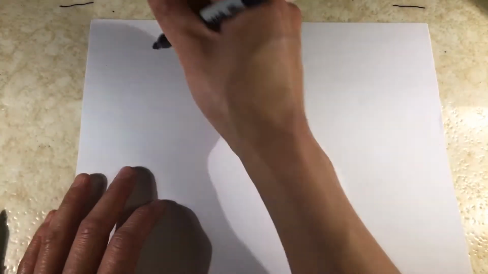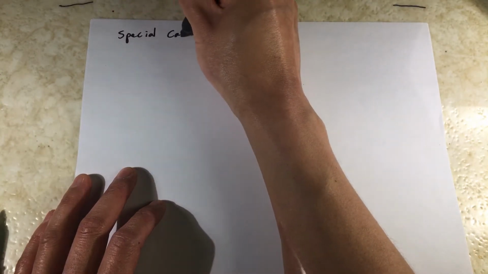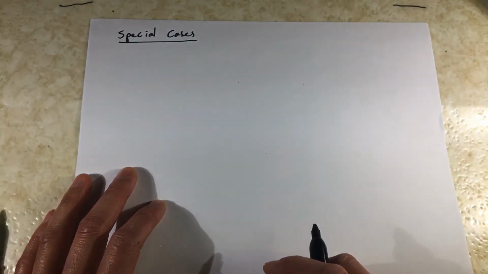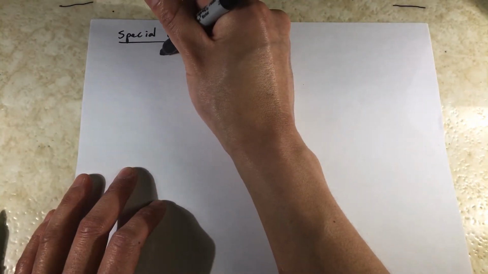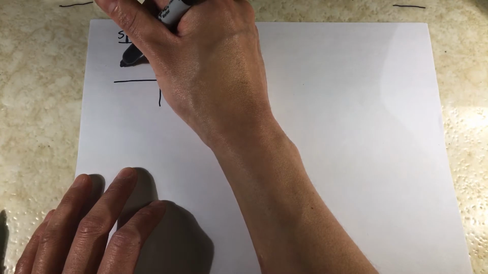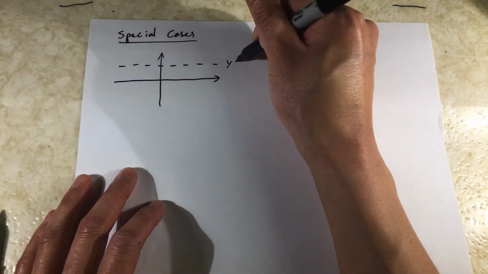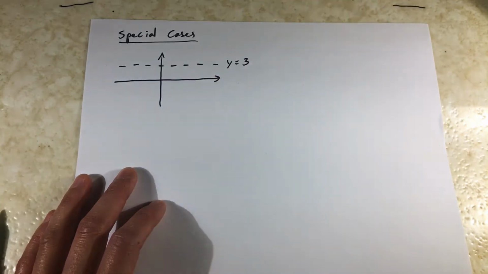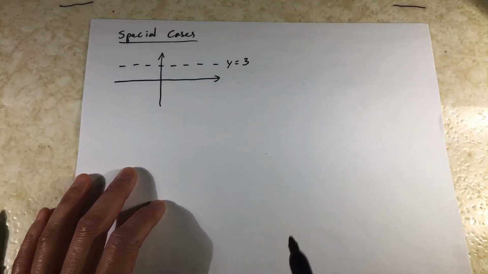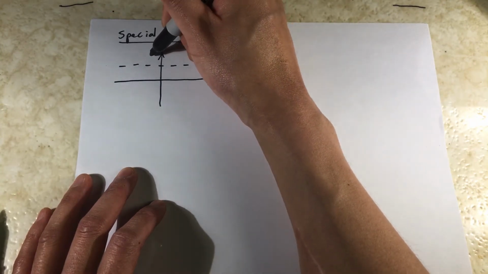All right, so here are some special cases that you may see. So it's possible for horizontal asymptotes, let's say this line right here is a horizontal asymptote. I don't know, let's say it's y equals 3 or something like that. All right, so there's a horizontal asymptote, and then you have a function. So it's possible that the function could look something like this.